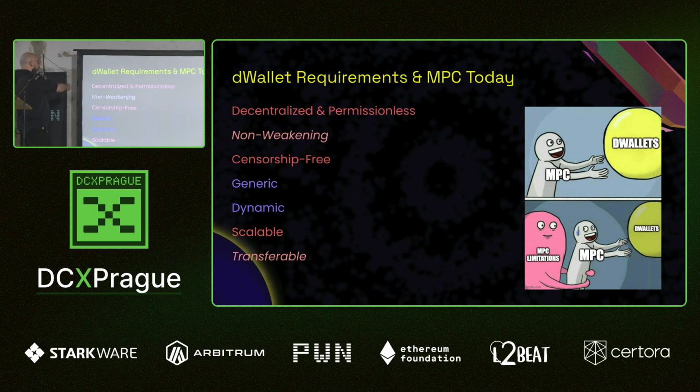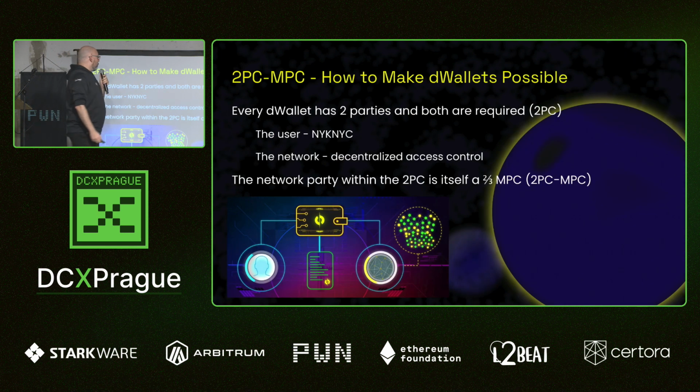Yeah, decentralization, permissionless, non-weakening, censorship-free, scalability. Transferability is a bit of an issue, but also probably can be achieved. So we had to create new cryptography. So we created a new MPC algorithm called 2PC MPC.